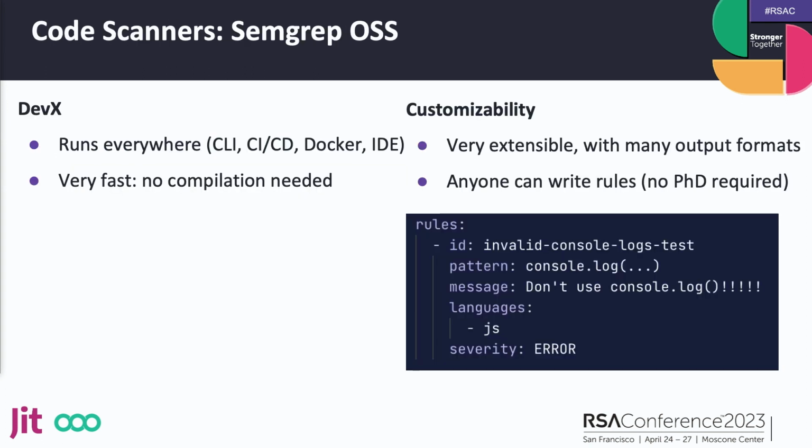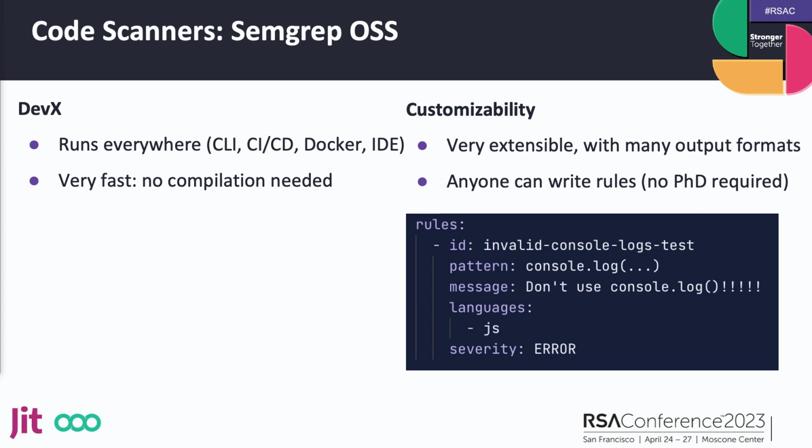Cool. So on the developer experience side, this runs everywhere. You run it in the command line, CI/CD, Docker, your editor. It's super fast. I think across last year there were 30 million scans of projects with Semgrep. For an entire project, I think median time was 20 seconds to scan. And it's faster, obviously, when you're on a single file or smaller section.